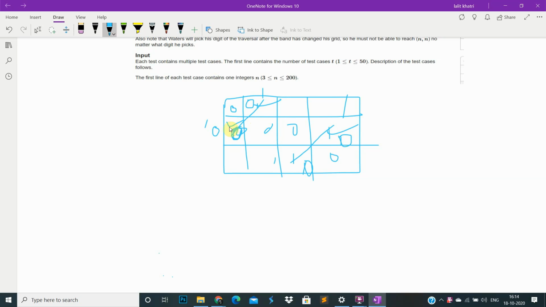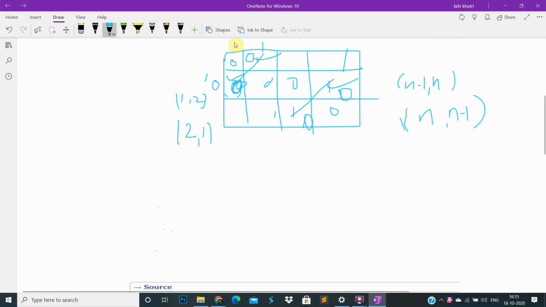So what we have to do is check if it is already given that 1 comma 2 and 2 comma 1 are the same, then check for n minus 1 comma n and n comma n minus 1. We have to check these four coordinates and do the following operation. This is the idea behind this question.